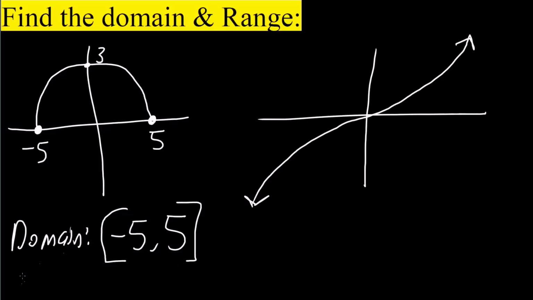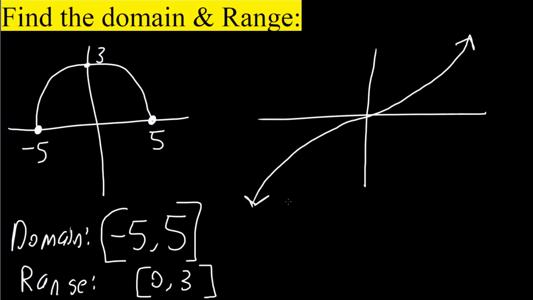Next we'll do the range. So the range is going to go from 0, including, all the way to 3. And it's also a solid dot, so it's going to include 3. And so the range is going to be 0, comma 3, square bracket. And just a note, if for example this was a not filled circle, you would simply use a parenthesis. But since it is a filled circle, we use square brackets.